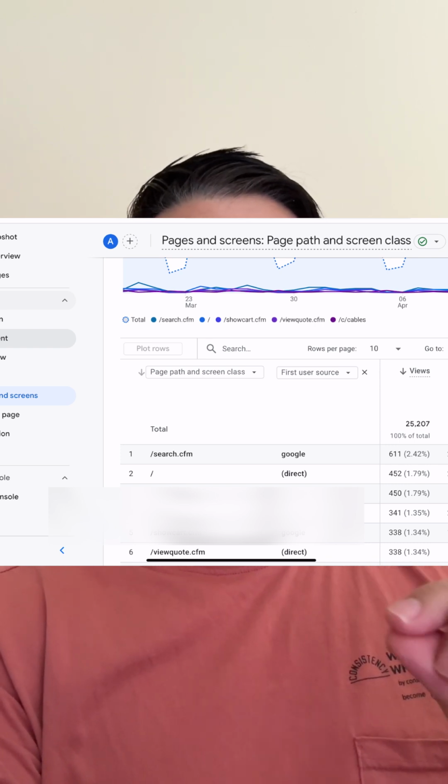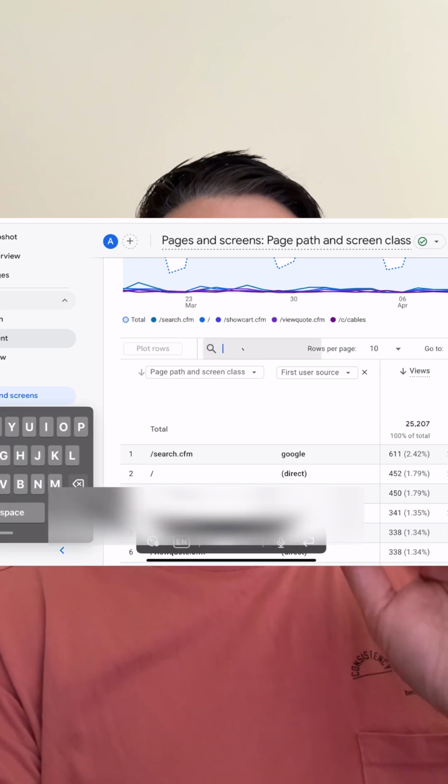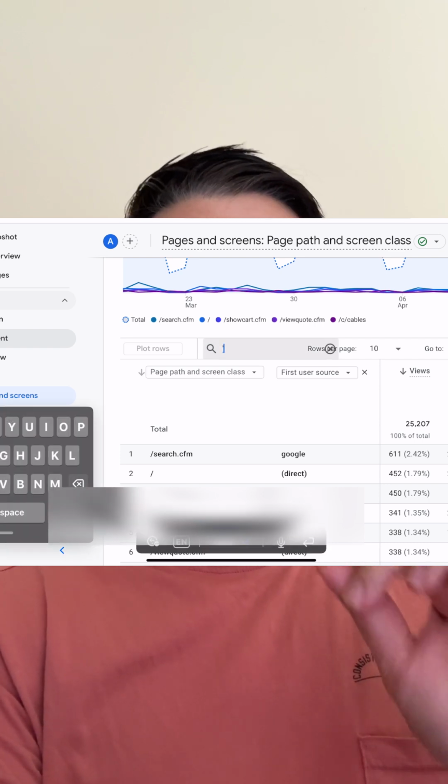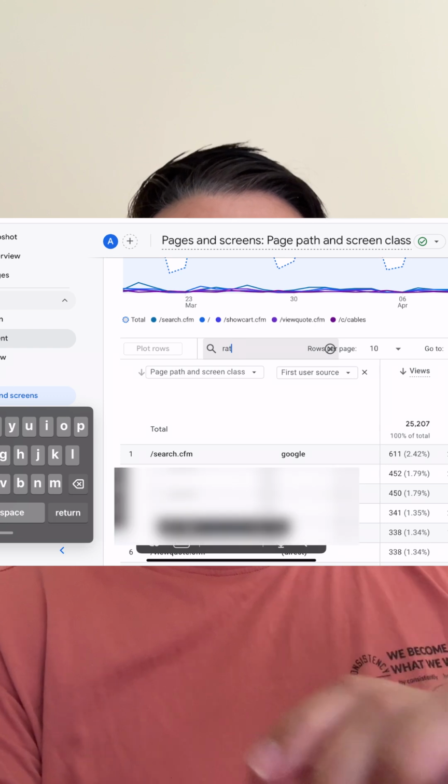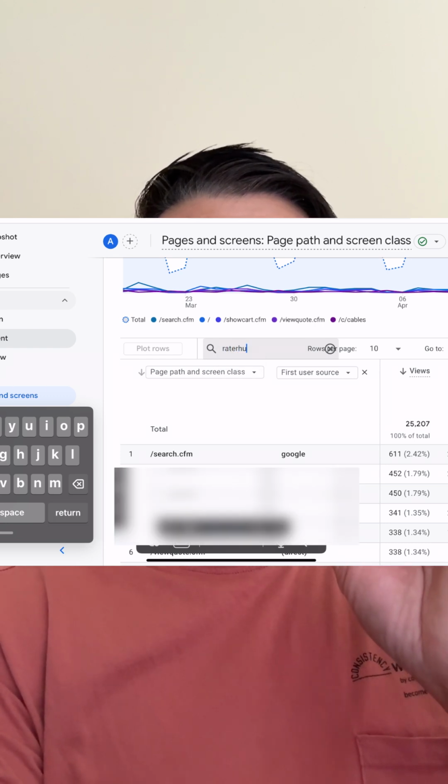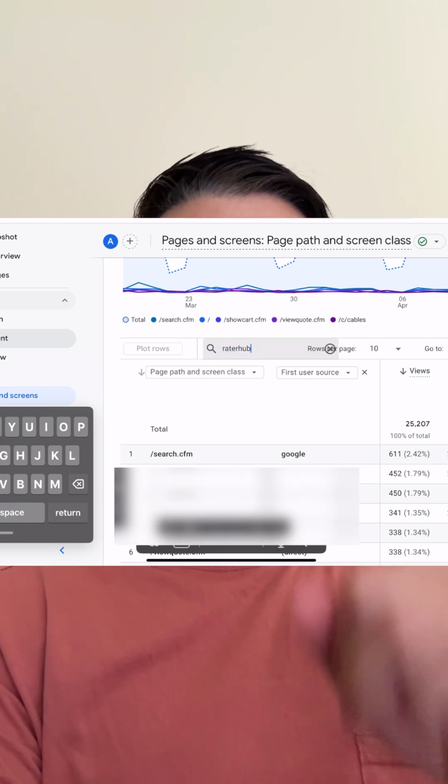If you see visits from raterhub.com, most likely your website has been visited by a quality rater. And if that has ended up with your website tanking, that could be one of the reasons.